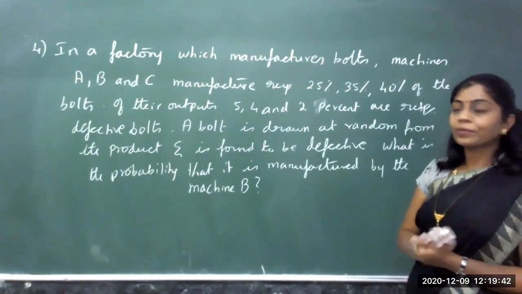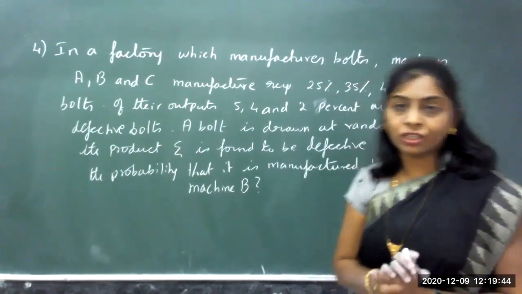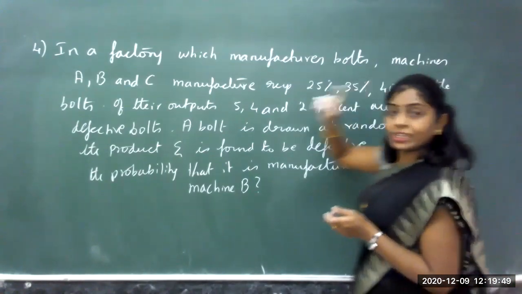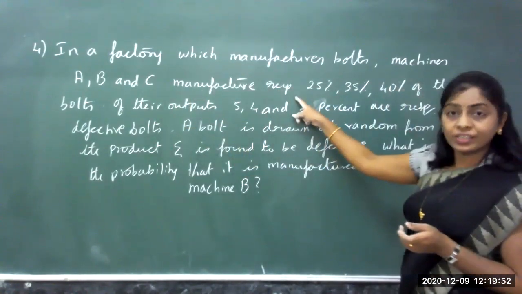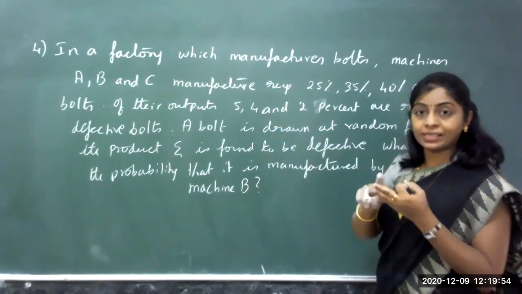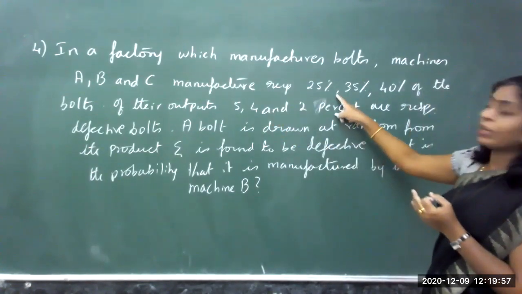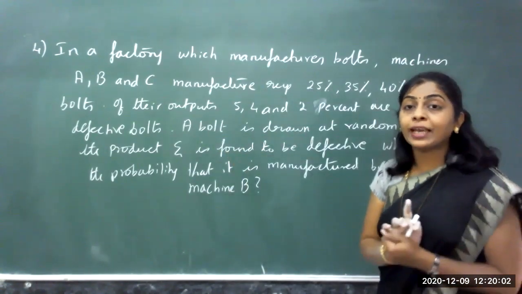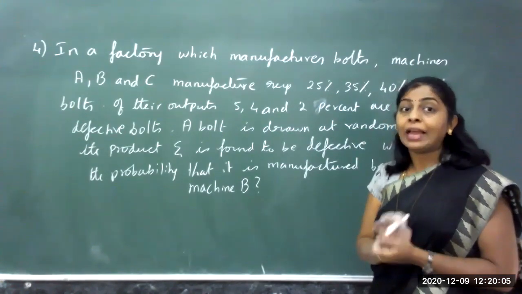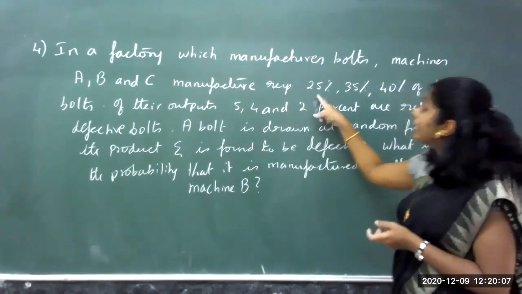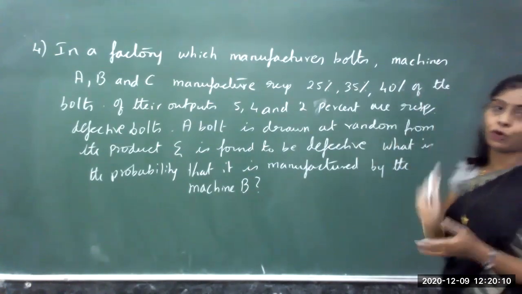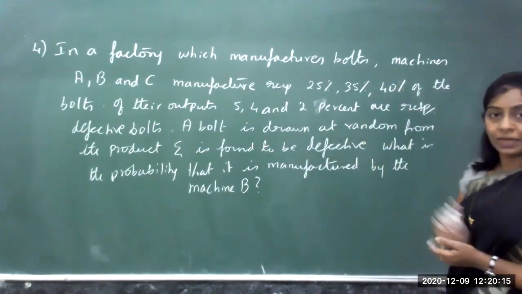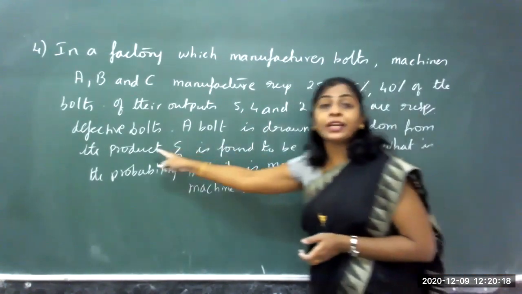Next problem. In a factory which manufactures bolts, machines A, B, and C manufacture respectively 25%, 35%, and 40% of the bolts. So machines A, B, and C are the three events that you have, and they manufacture bolts in these percentages: 25, 35, and 40%. Of their outputs, 5, 4, and 2% are respectively defective bolts.